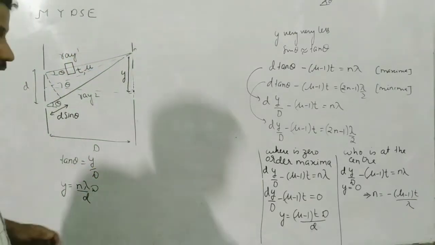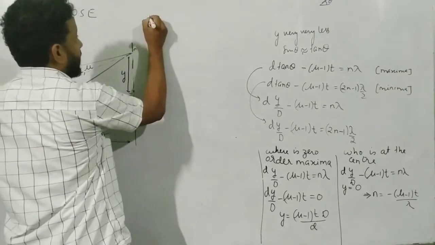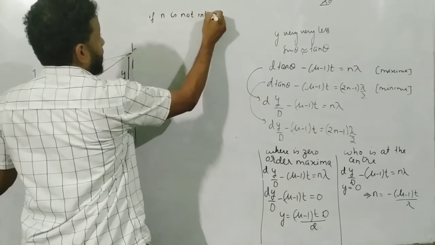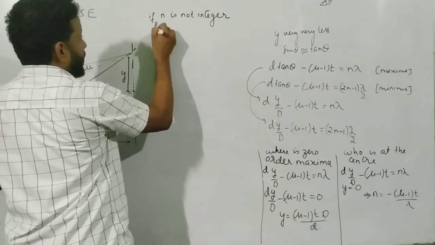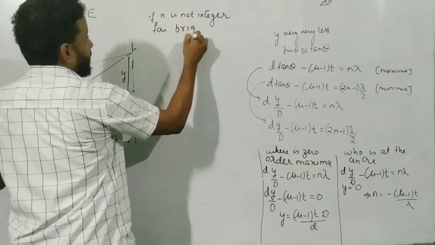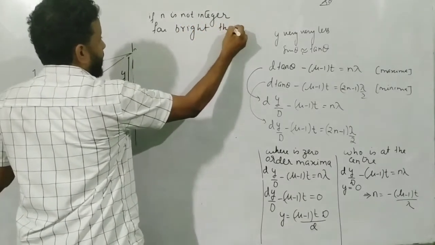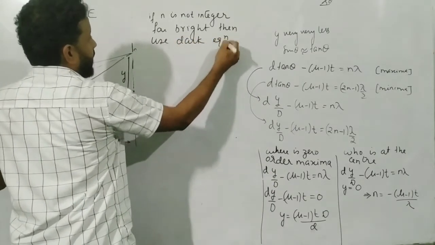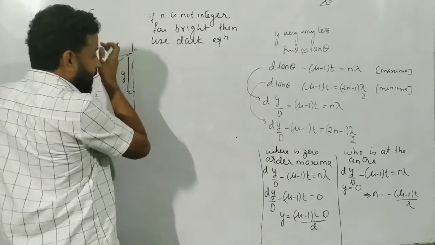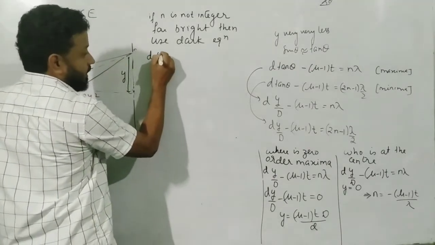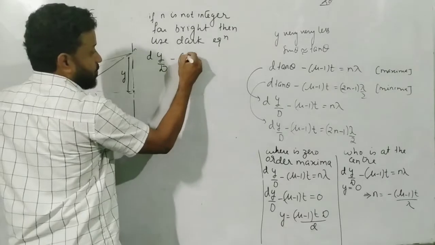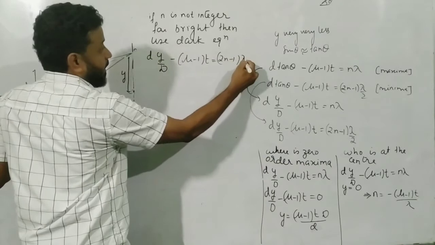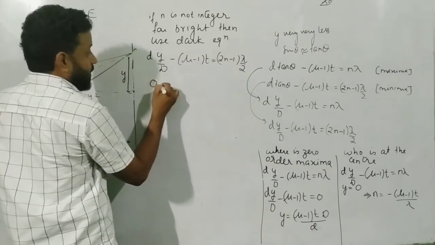So this is what I was saying. If n is not an integer for bright, then use the dark equation or minima equation. So the dark equation is this: d y by capital D minus (mu minus 1) t equals (2n minus 1) lambda by 2, and now you put y equal to 0 here.